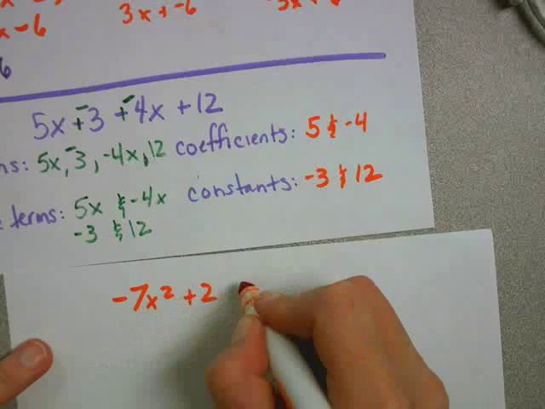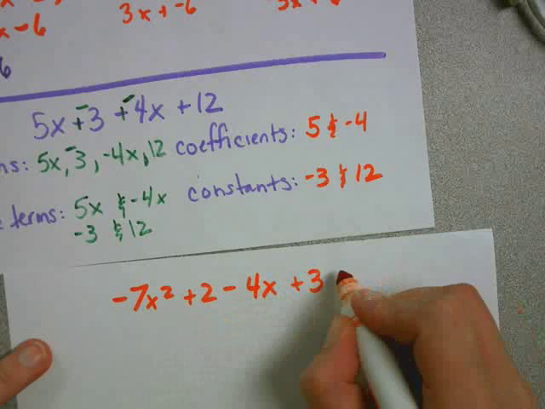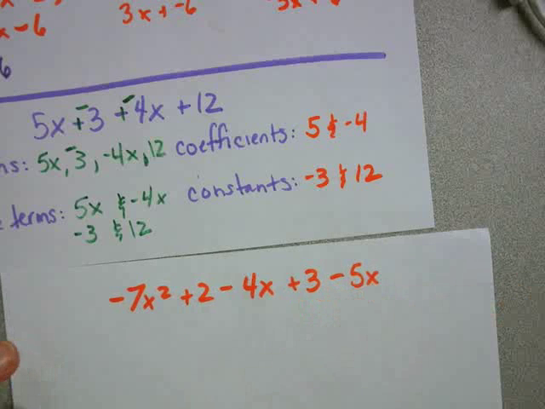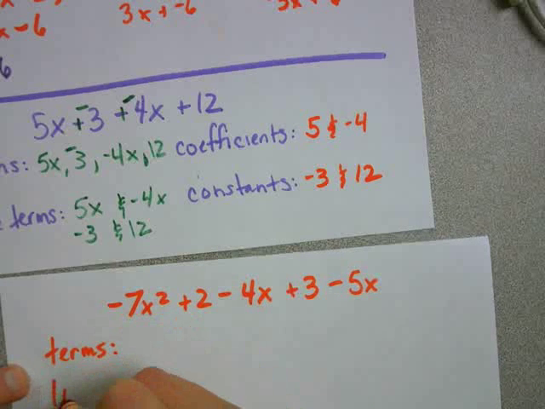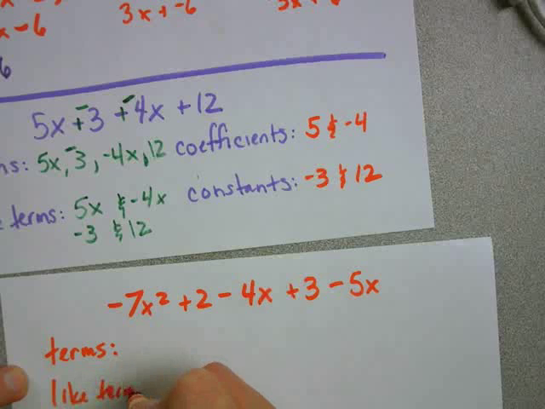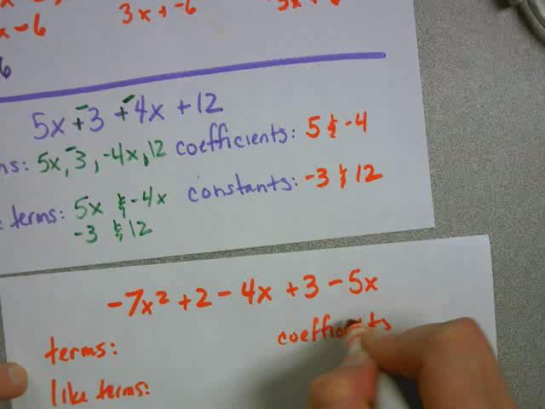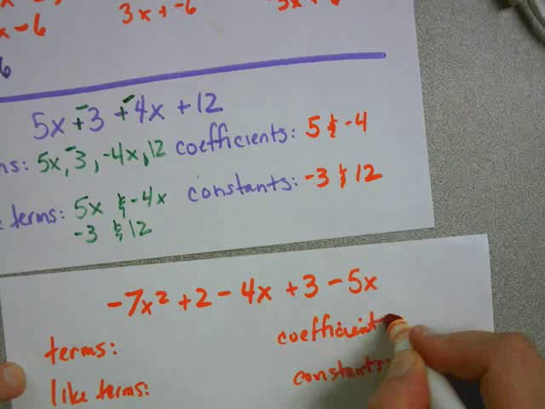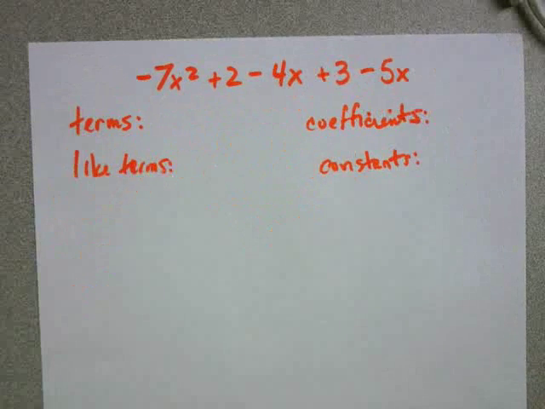Negative 7x squared plus 2 minus 4x plus 3 minus 5x. Okay? And I want you to write down the terms, the like terms, the coefficients, and the constants. And you are going to pause the video here while you do that. You're not just going to play it and write down whatever I write down. You're going to pause the video and then come back and check and see how you did.